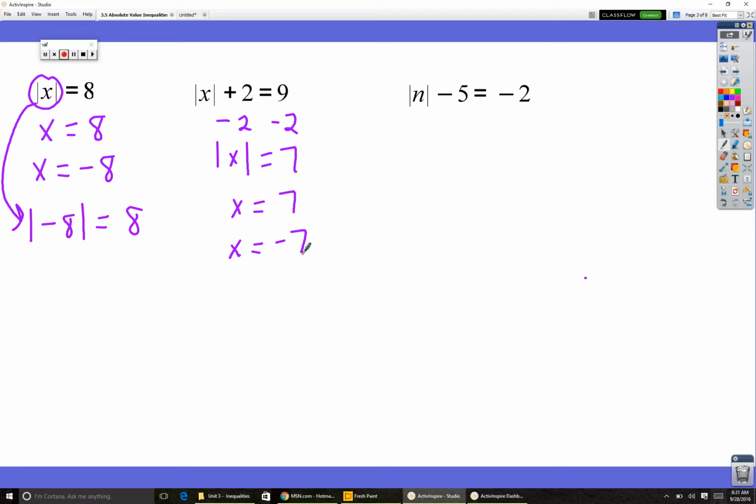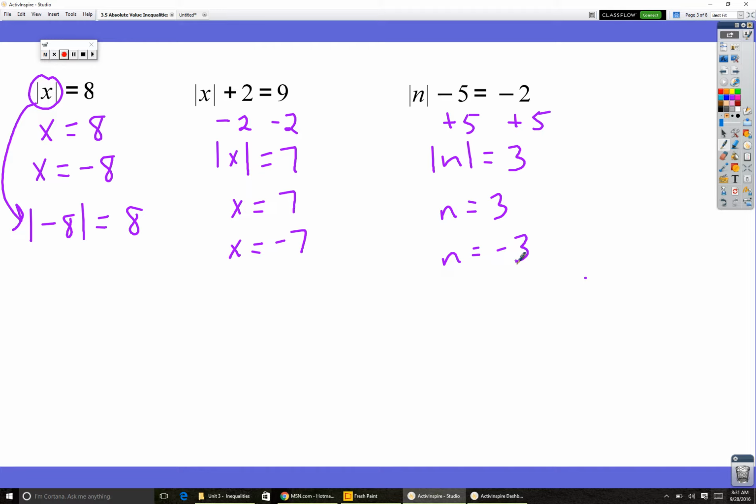Okay, same thing for the next one. I'm going to solve for absolute value of n by itself. So I'm going to add 5 to both sides. I end up with the absolute value of n being equal to 3. So I can say that n either equals 3 or n equals negative 3.